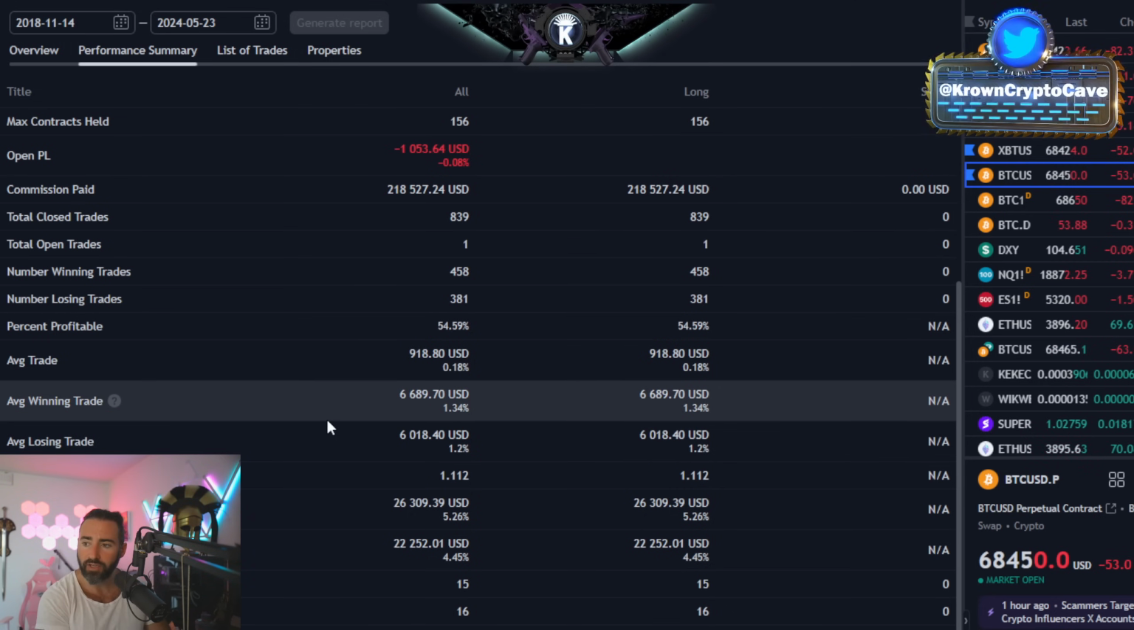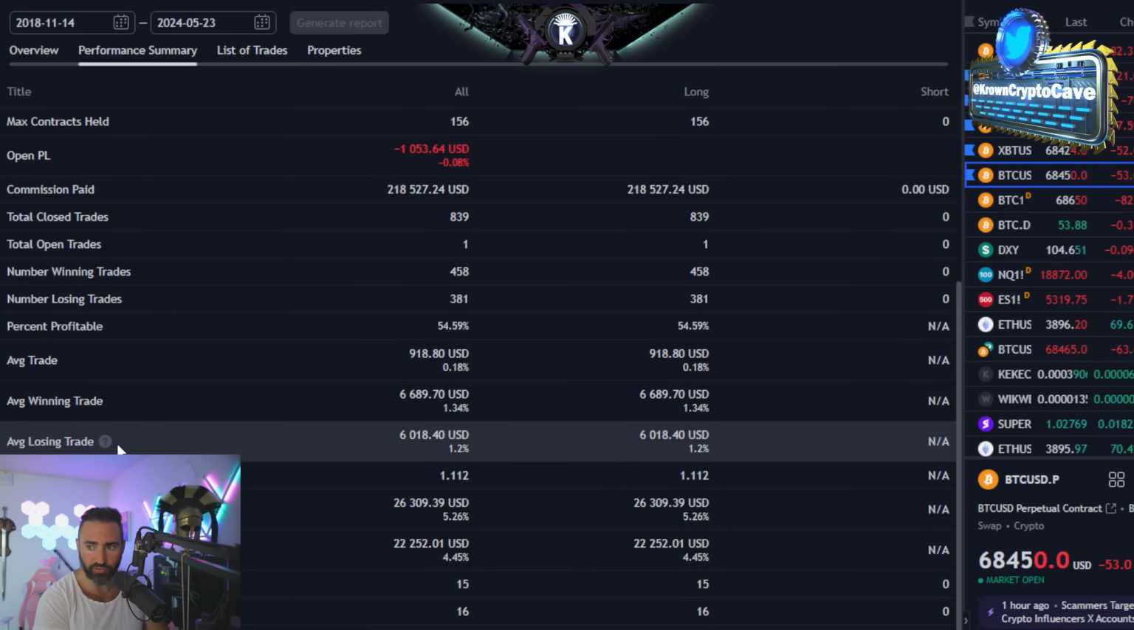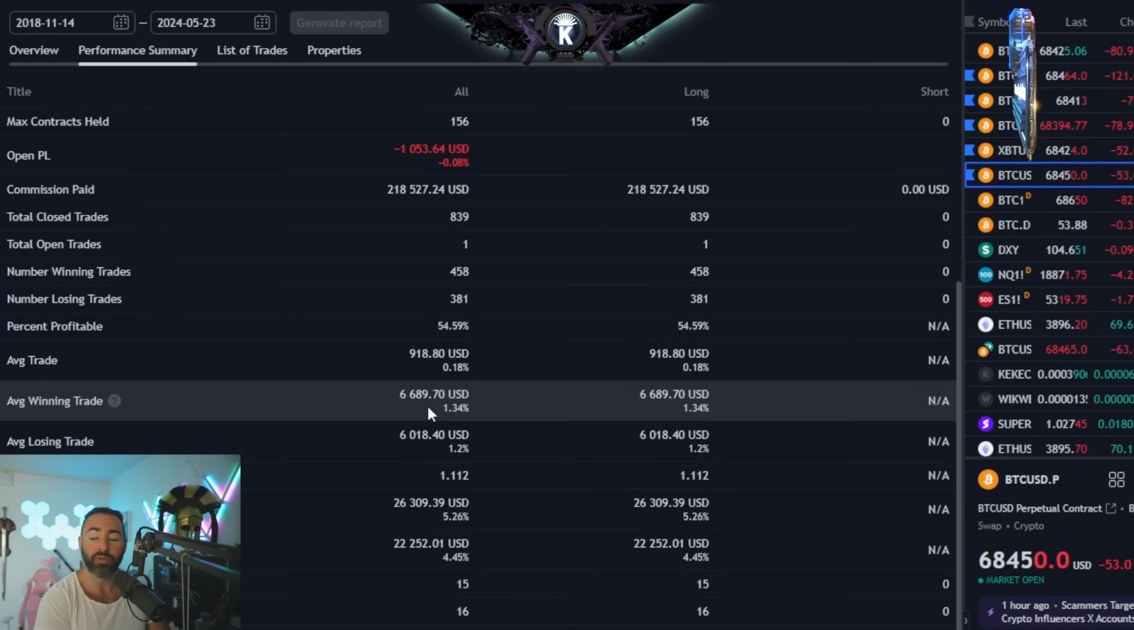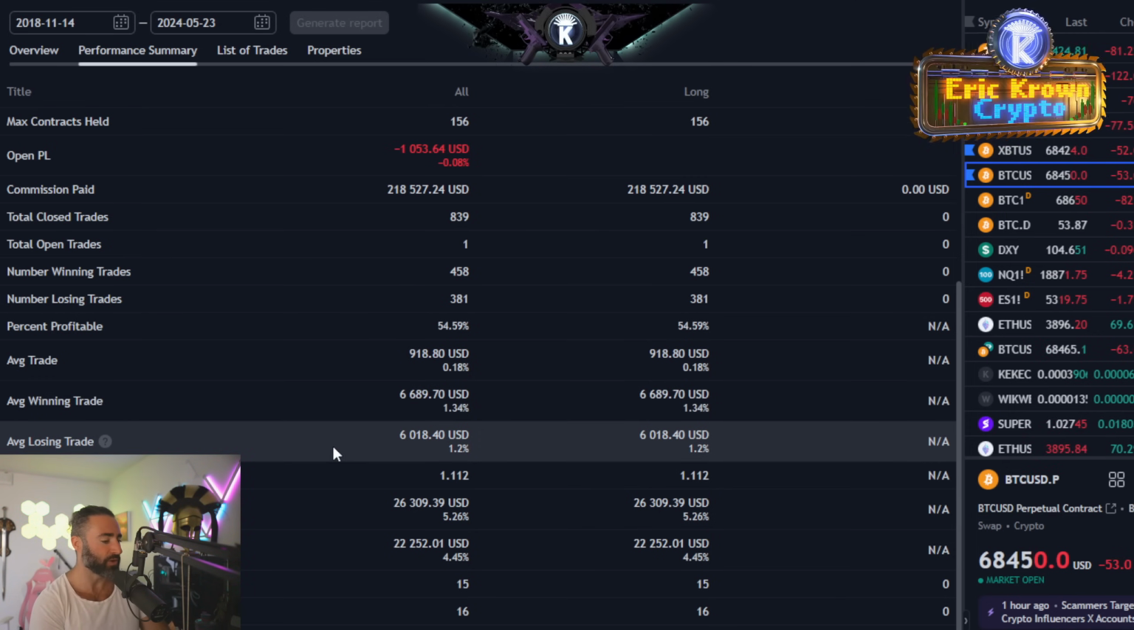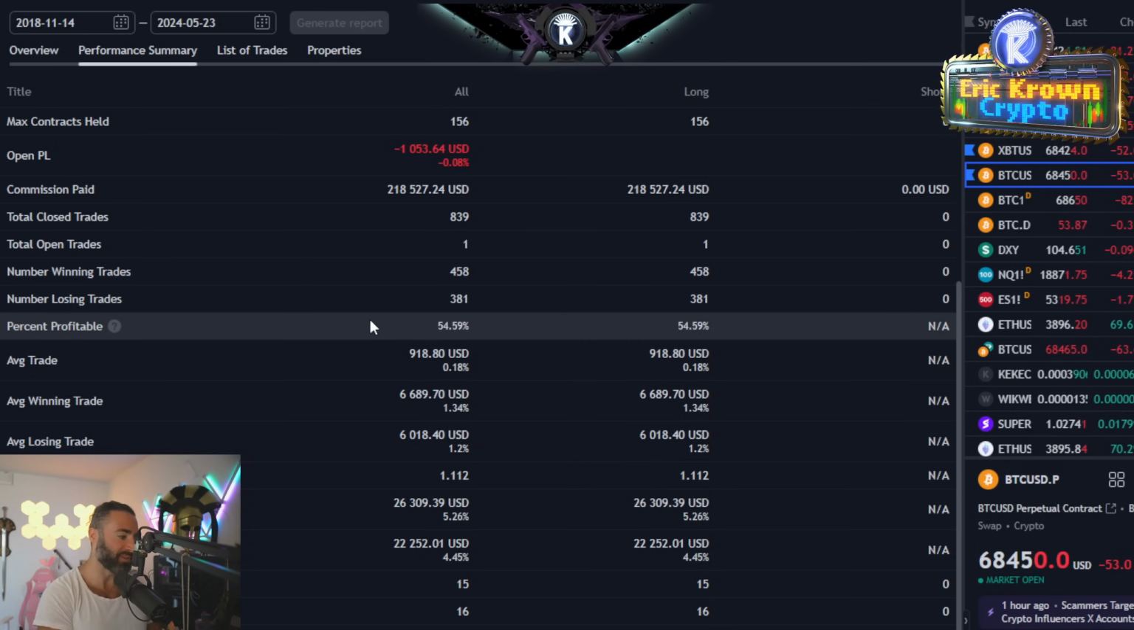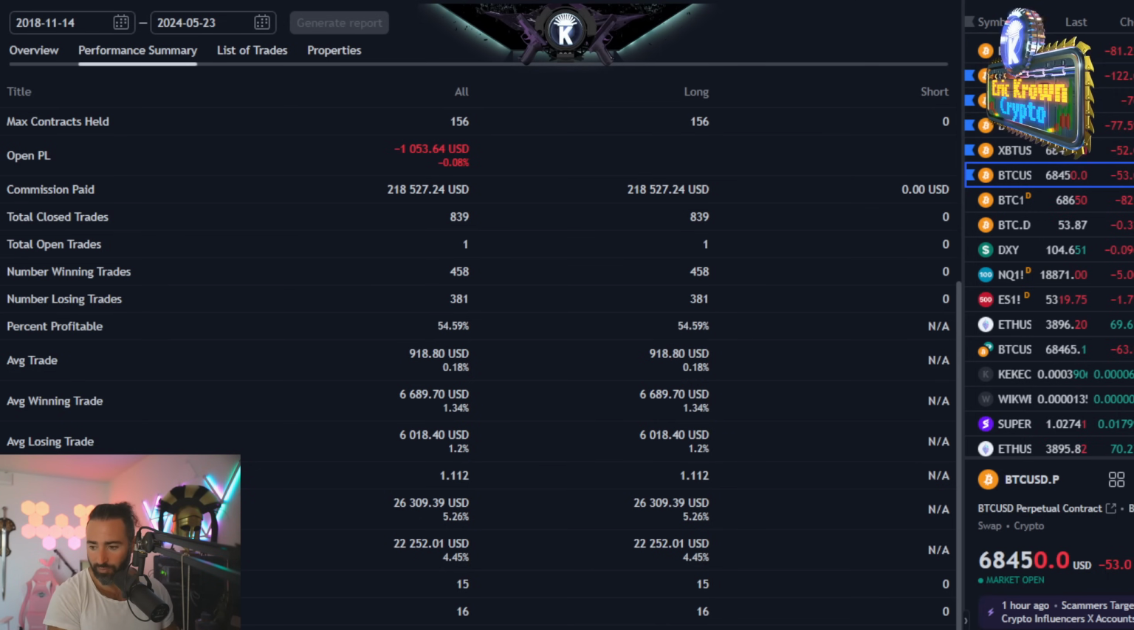Also, before we get into the actual details of it, I do want to address a few things down here. Just looking at the average winning trade and the average losing trade, you can see the average winning trade returning about 1.34%, and the average losing trade having a negative return at 1.2%.